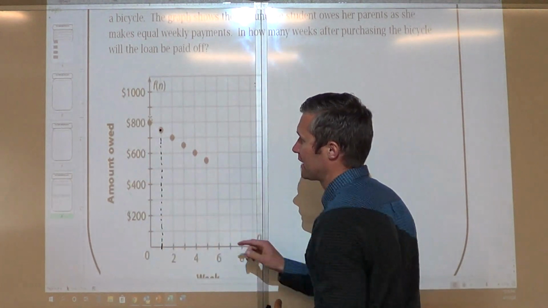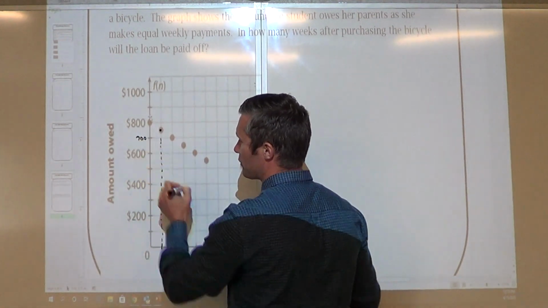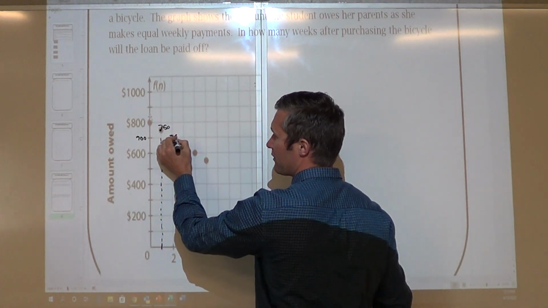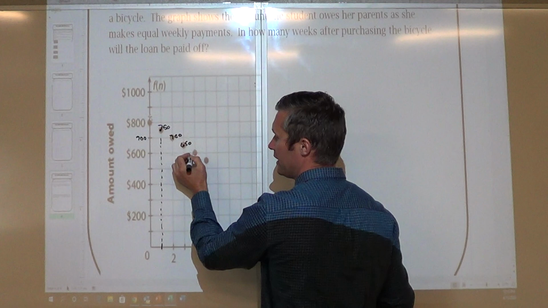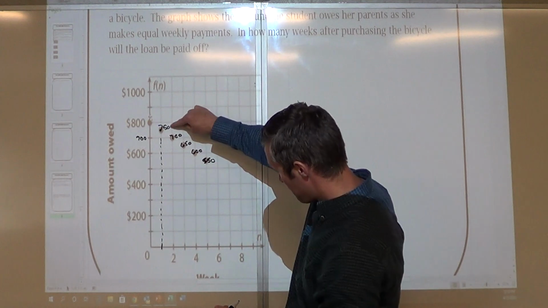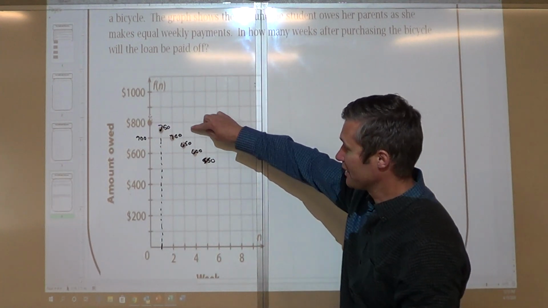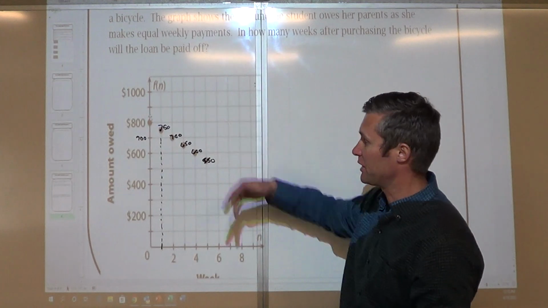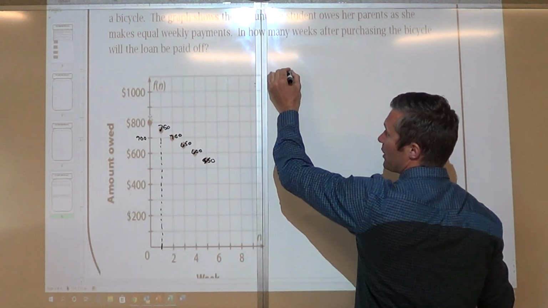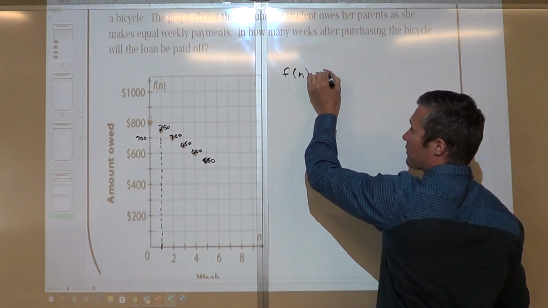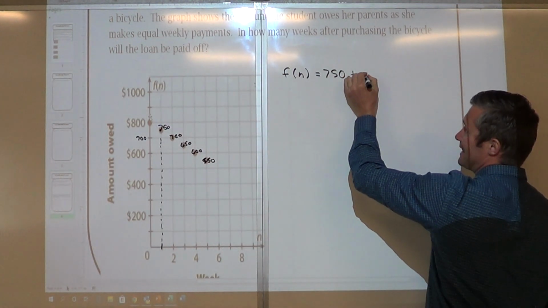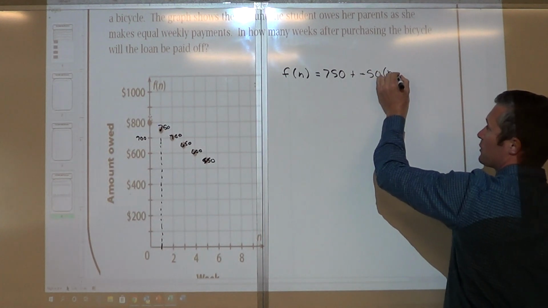So right here, this is 700. What's in between 800 and 700 would be 750. Then this is 700, this is 650, this is 600, this is 550. So we can see our pattern. What's our pattern doing? She is paying her parents $50 every week. So her first term is 750. If I wrote an explicit formula, f of n equals 750, she's going down, that payment's going down, so you go plus negative 50 times n minus 1.